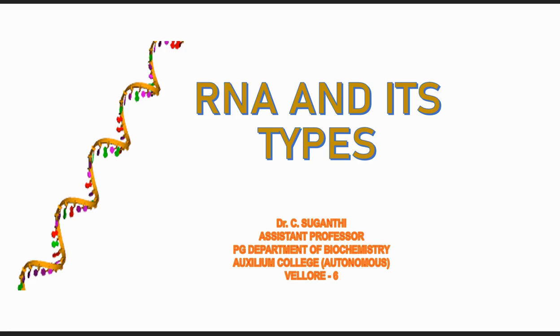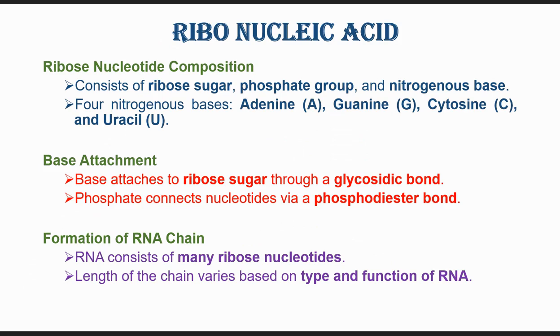Today we are going to discuss RNA and its types. Now let's see the introduction of ribonucleic acid. Ribonucleic acid is a single-stranded nucleic acid molecule made up of ribonucleotides. A ribose nucleotide in the chain of RNA consists of ribose sugar, a phosphate group and a base. To each ribose sugar, one of the four bases is added: adenine, guanine, cytosine and uracil.